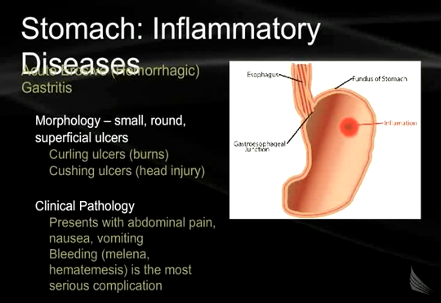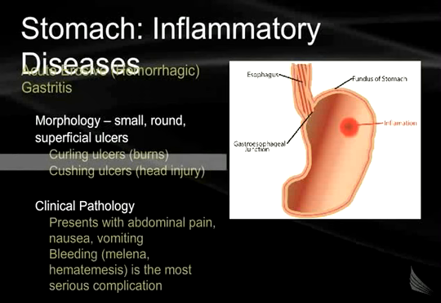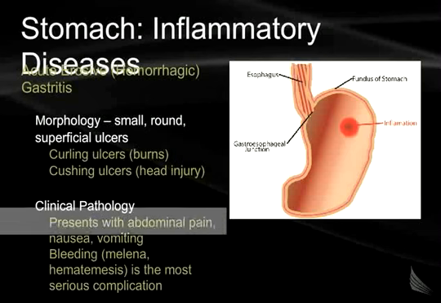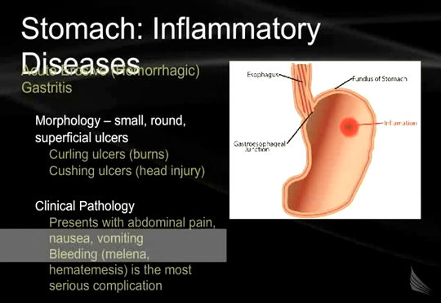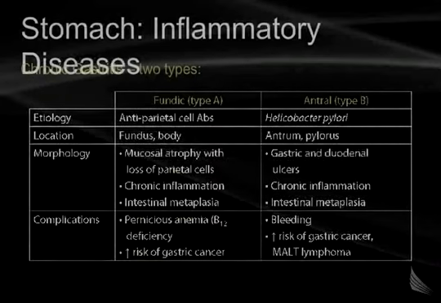Here's a picture of inflammation and erosion in the stomach. Notice that it's a small, round, superficial ulcer. If associated in a patient with severe burns, we call these Curling's ulcers. If in a patient with a head injury, we term this Cushing's ulcers.